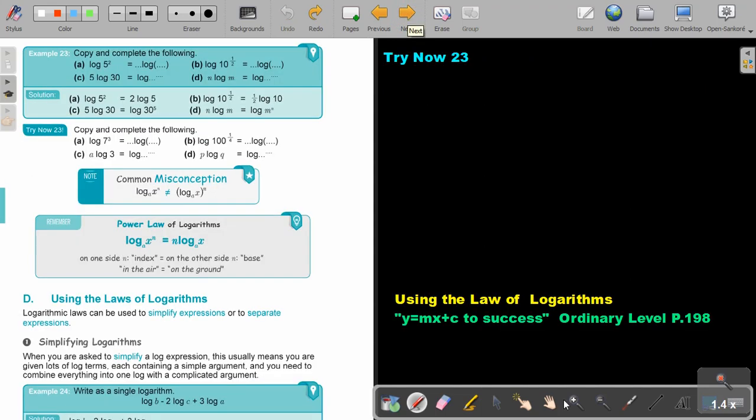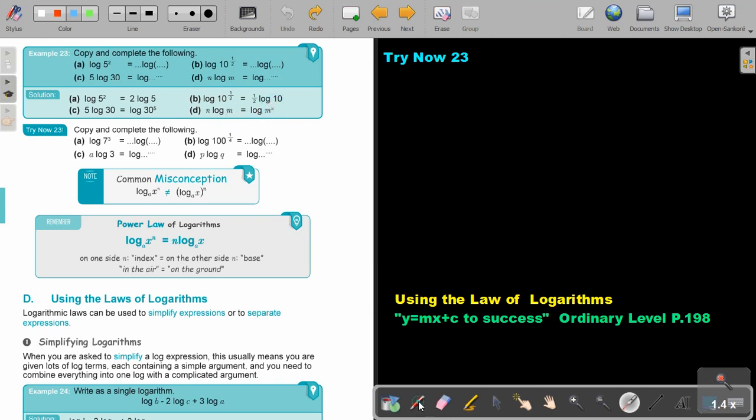Okay, let's look at an example. Example 23, copy and complete the following. So in this case, we are just going to take the 2, put it in front and put the 5 there. Then the B, a half, put it in front, log 10. And then this one, if I do the reverse, it's either coming down or it's jumping up. So it will be log 30 to the power 5. This will be log n to the power n.